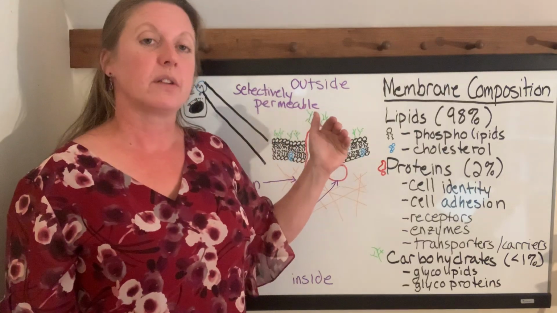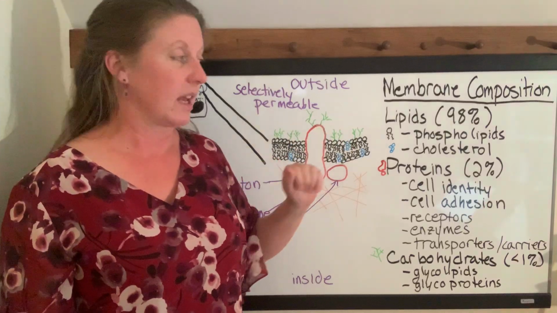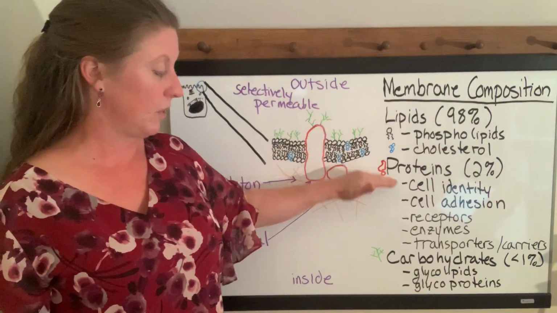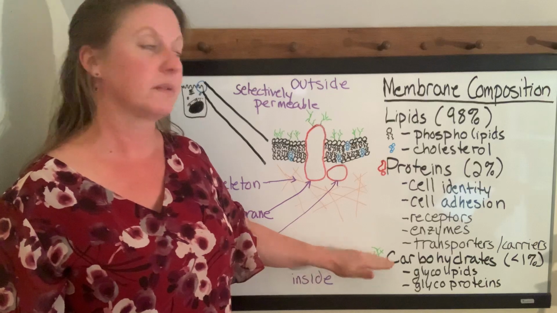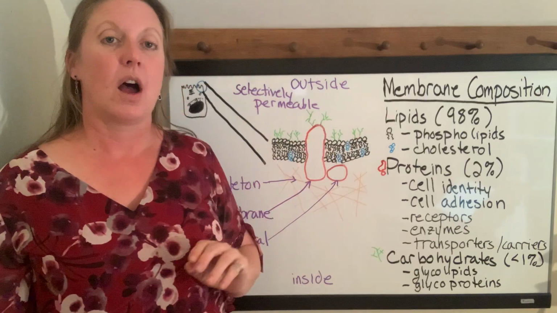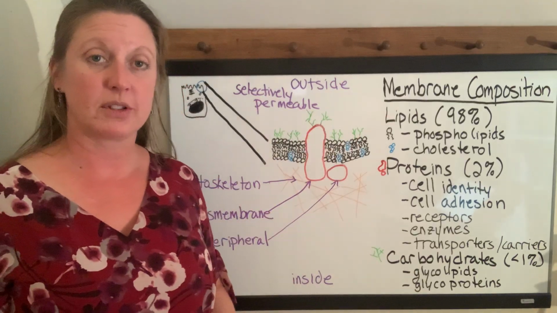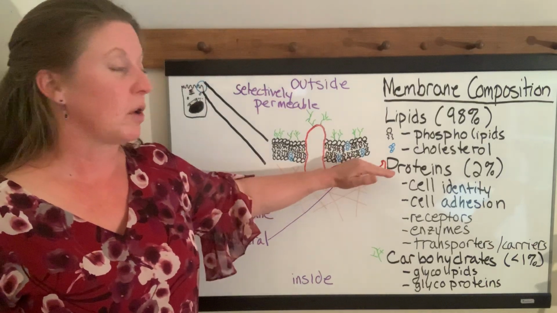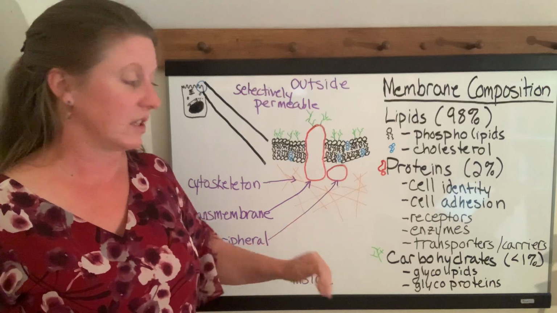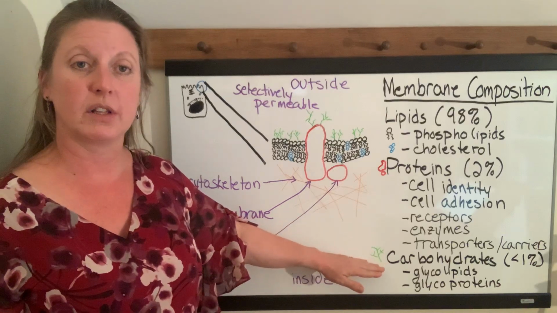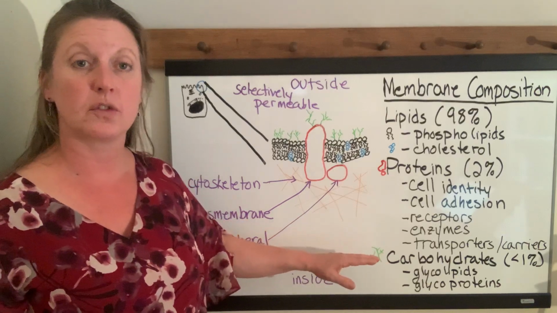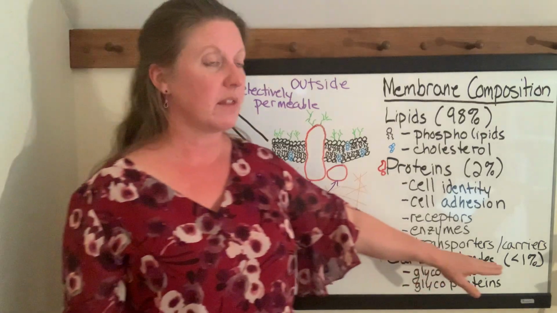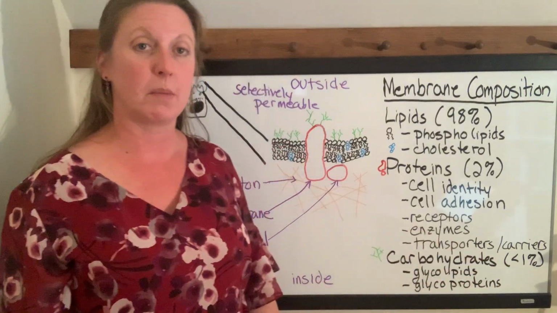So membranes are made of three major organic molecules: lipids, proteins, and carbohydrates. Lipids account for 98% of the volume of the plasma membrane, whereas proteins account for the remaining 2%. Carbohydrates are really so light and so small by comparison that they account for less than 1% of the membrane composition.